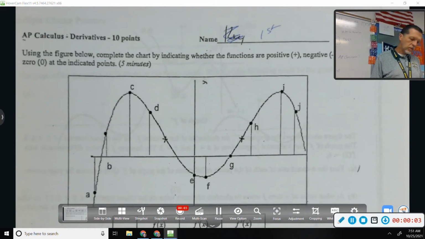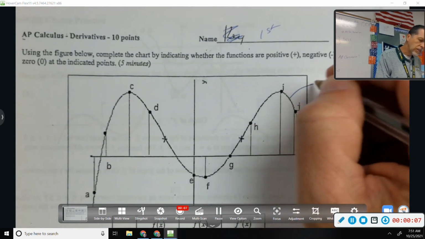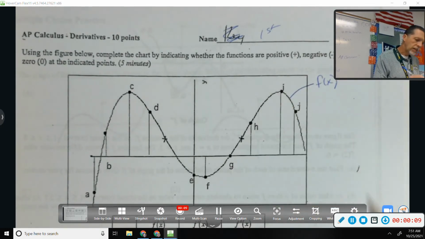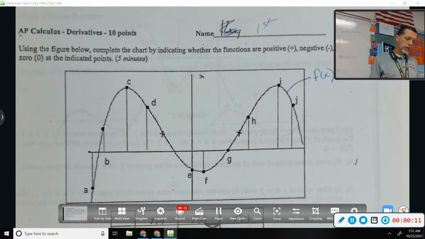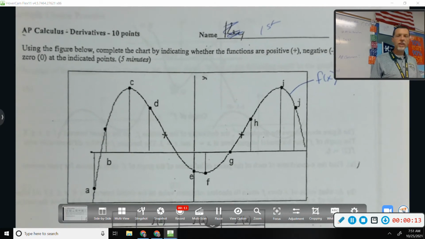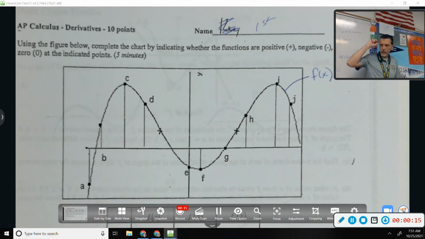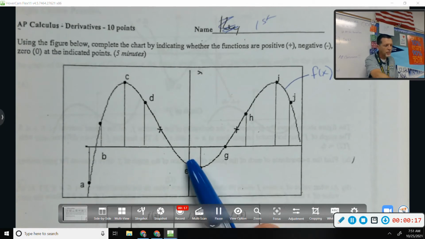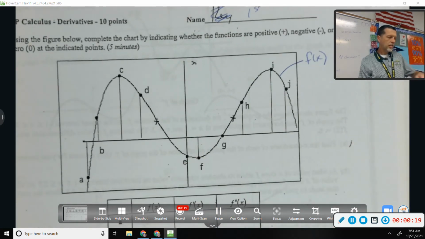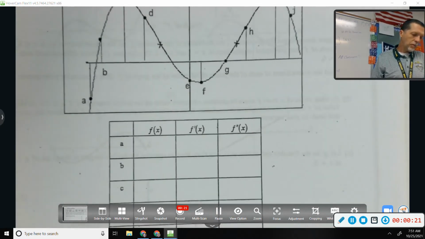So we're going to just put positive, negative, or 0 in all these places, but they don't tell you that this is the graph of f of x. That's the only way this is going to work, is if this is the graph of f of x. So again, you got to be careful. Switch your brain. That's not f prime. That's f. So let's do a couple of these together.